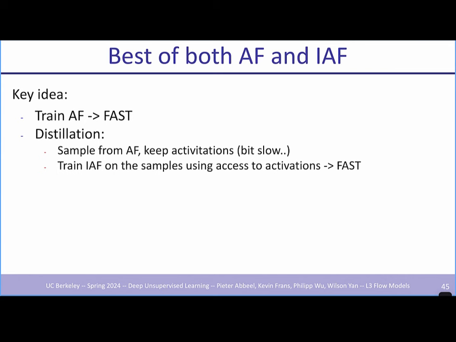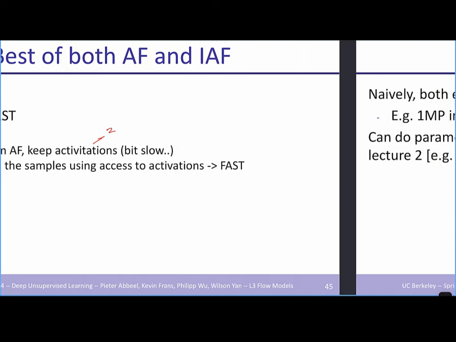So best of both worlds: train the AF fast, then sample from the AF, keep activations, specifically the Z's. If it's just a one stack thing, you just keep the Z's. If it's multiple blocks, you might keep the ones in between, and then you can train fast and sample fast.